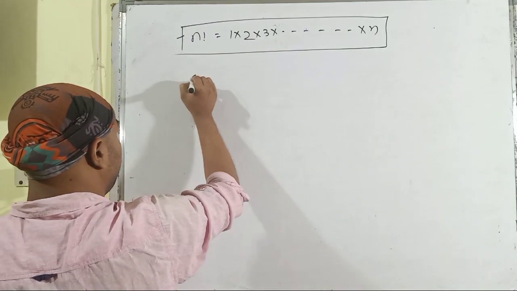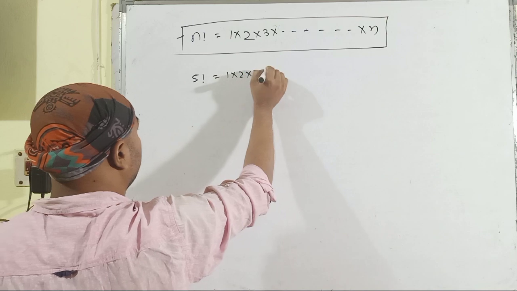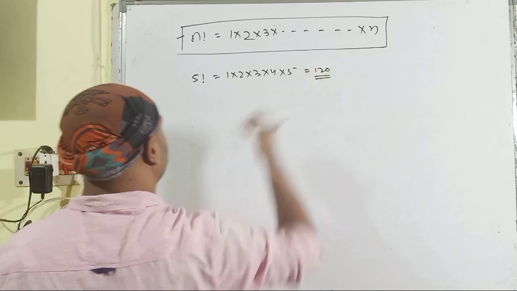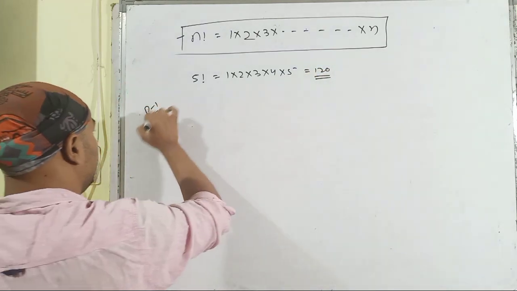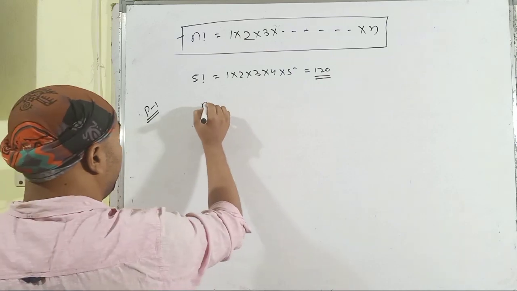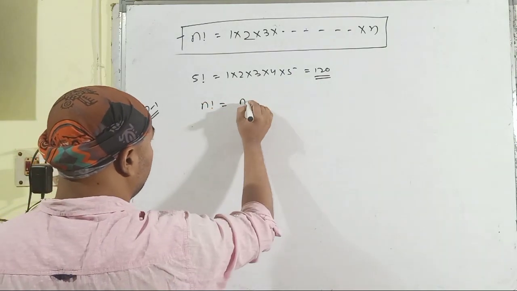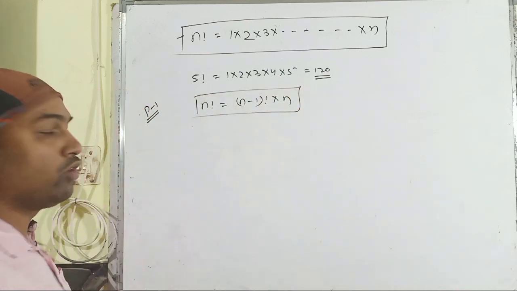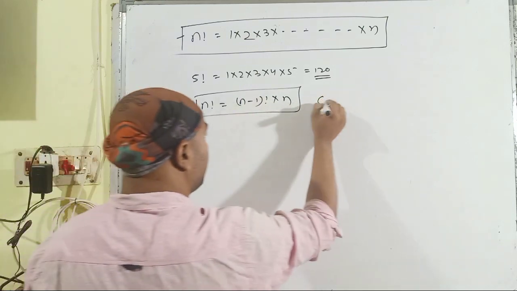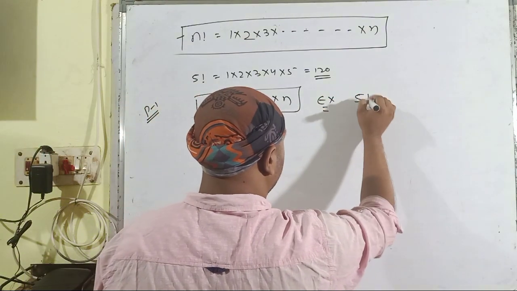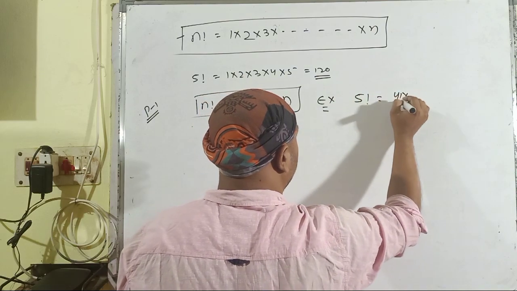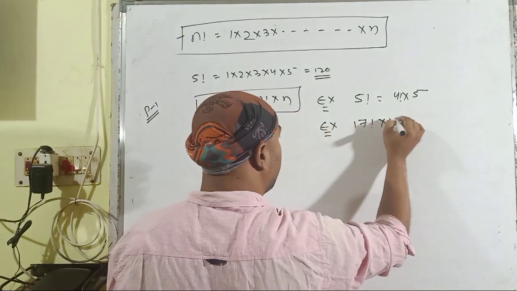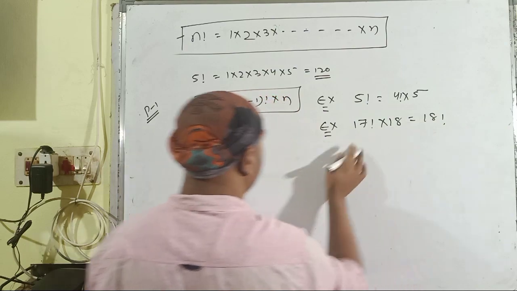Similarly, suppose we are having 5 factorial, that means multiplication of all of the numbers starting from 1 up to that given number 5, and that is 120. According to the property number 1, n factorial can be converted in the form of multiplication of factorial of n minus 1 with n. Some of the examples, suppose 5 factorial is there, then we can convert it into 4 factorial into 5. Another example, 17 factorial multiplied with 18, then it is 18 factorial.